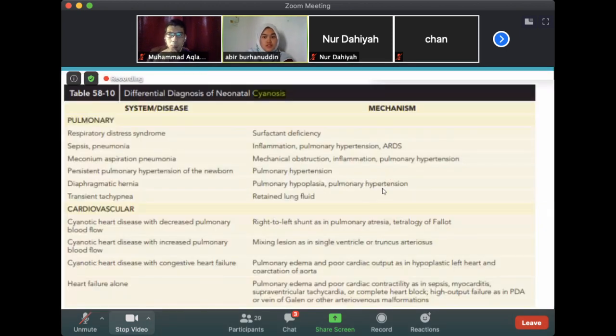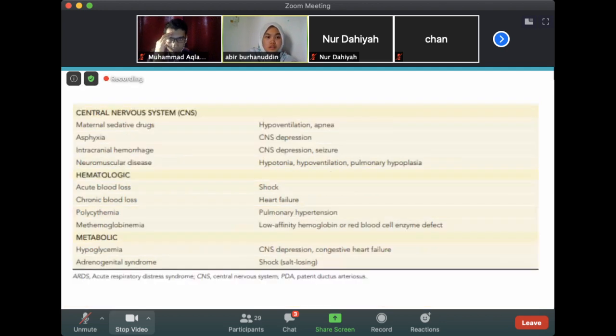Okay, so this is just listed from Nelson, the differential diagnosis of neonatal cyanosis. They divide it according to system, like pulmonary, cardiovascular, central nervous system, hematologic, and metabolic.